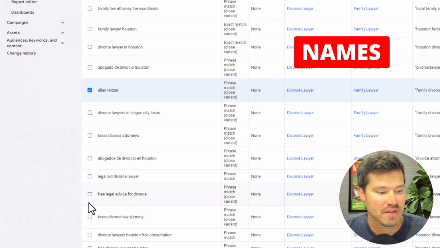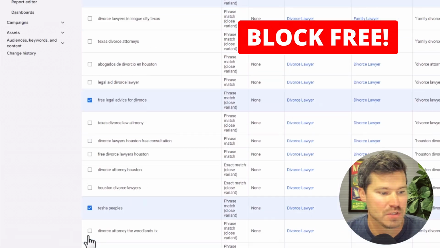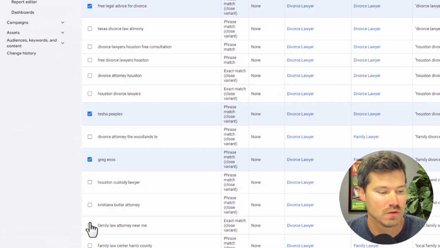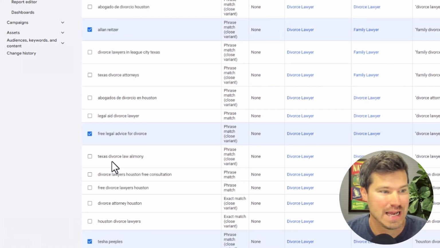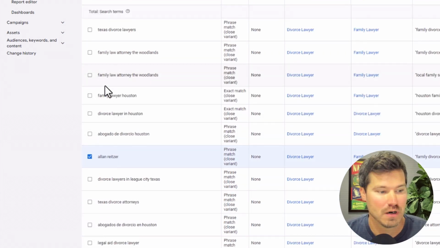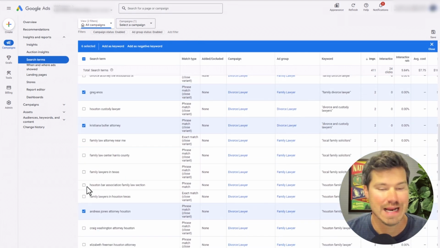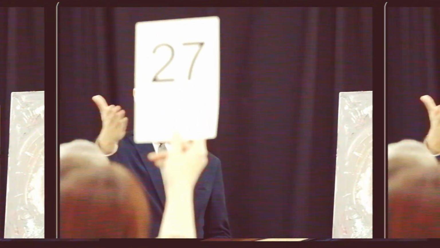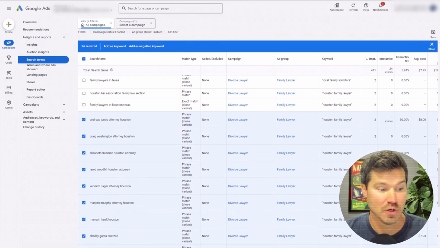There's different reasons for that. There's also things like "free" that need to be blocked early on. But I'm just marking some of the individual lawyer names that were coming through. It's not the majority of them, but it's a good number of clicks. And this is more common in some industries, and I definitely see it a lot in the legal industry. Sometimes your bid's not high enough for the industry, so Google's trying to give you click volume. And the best way to get that is to give you cheaper clicks, which could be competitor names. So you can see a bunch of them here.